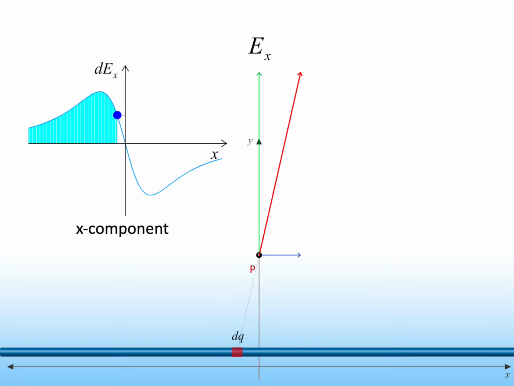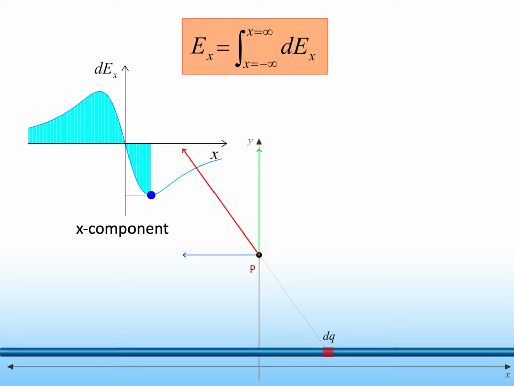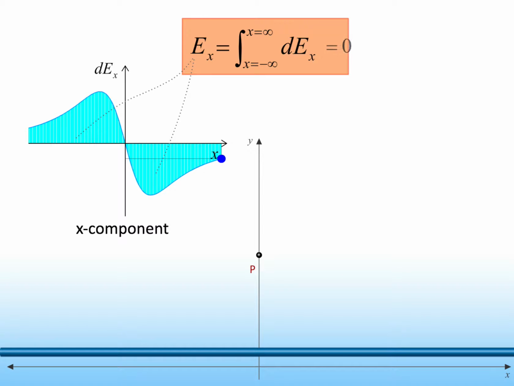The value of E sub x, the x component of the total E field at P, is equal to the integral of dE sub x over x, which is represented as the area under the dE sub x curve. It certainly looks like this area is 0, and in fact, it is.